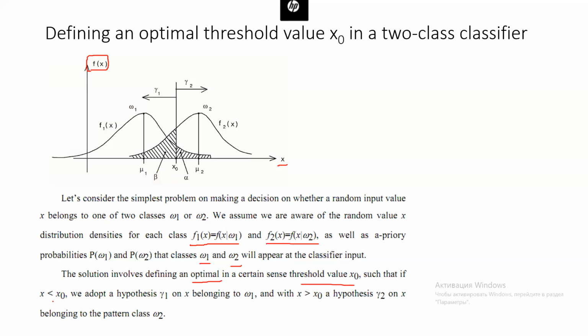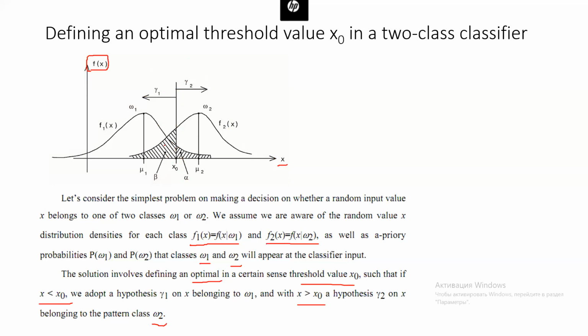And the solution involves the definition of an optimal, in a certain sense, threshold value x0, such that if x is less than x0, we adopt hypothesis 1, that x belongs to class 1, omega 1, and if x is greater than x0, our threshold, we take hypothesis 2, that our object corresponds to class omega 2. So you see that we divide our decision plane into 2 parts, and this threshold allows us to classify objects into 2 classes.